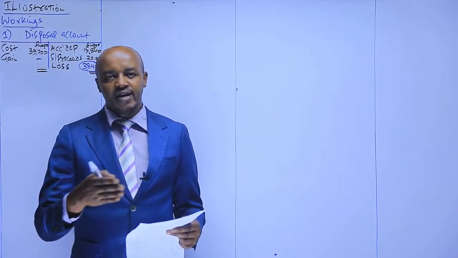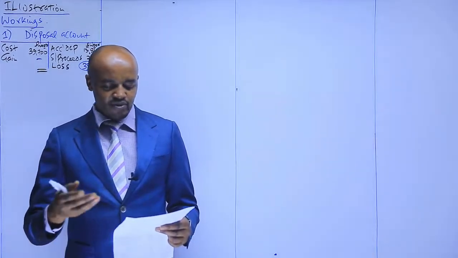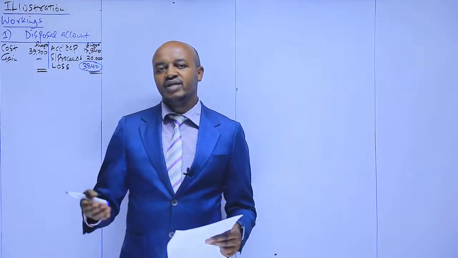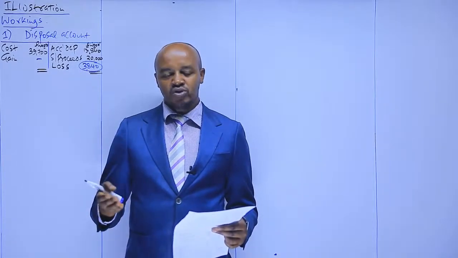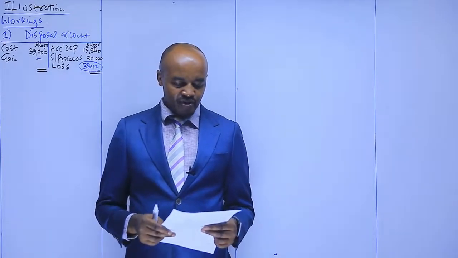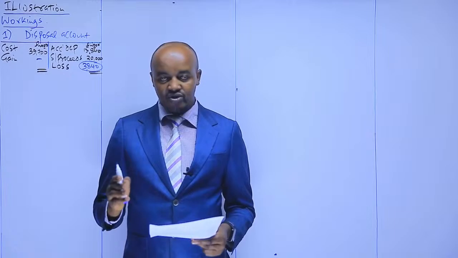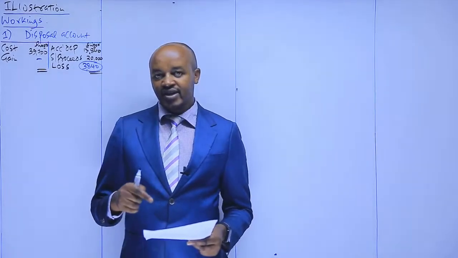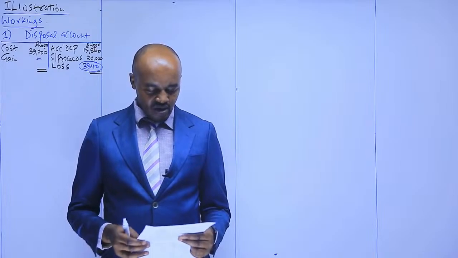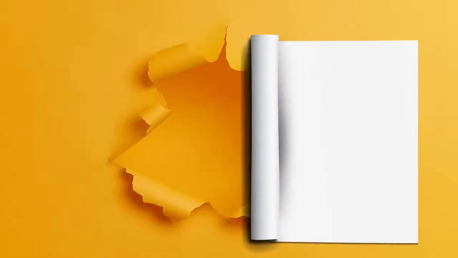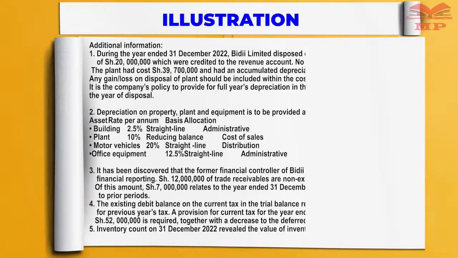The moment the company sells an asset, disposes an asset, such an asset should be derecognized. It should be removed from the company's books of account. That was not done. So therefore, we are going to make that adjustment, but you're going to make that adjustment specifically when preparing what is required in Part C. So let's move to the last point of note number 1.